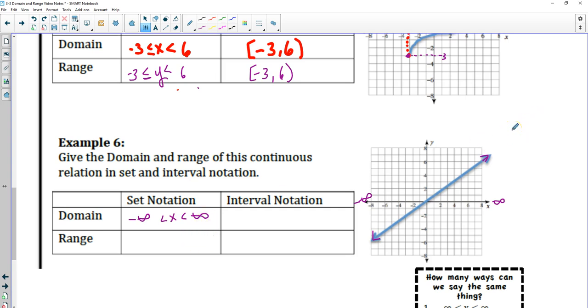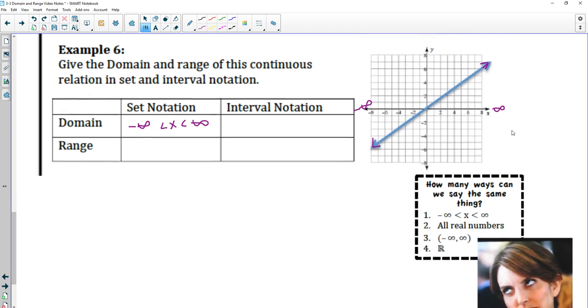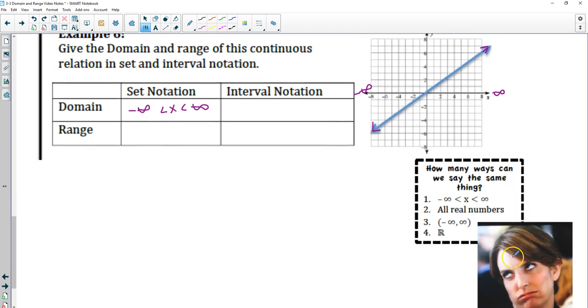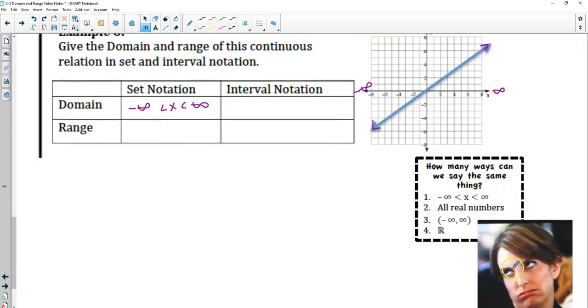There's lots of different ways to write this. I put that here. How many ways can we say the exact same thing? This is the thing about math. We give you lots of options. So one option is using this set notation. Notice I didn't put equal to. That's because this arrow is never ever going to actually get to -infinity. It's just going to try. It's just going to keep getting smaller and smaller. So it's not equal to -infinity.